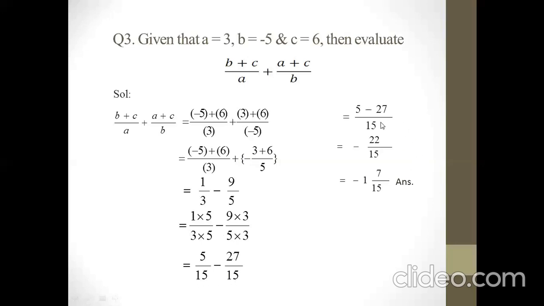Now we can take the LCM. 15 is the LCM, and in the numerator we can write as it is 5 minus 27. When we subtract it, we will get minus 22. Right? As 27 is greater, we will take the sign of the greater number. Right? Minus 22 upon 15. After further simplification, we will get negative 1 whole 7 by 15, which is the answer of this expression.